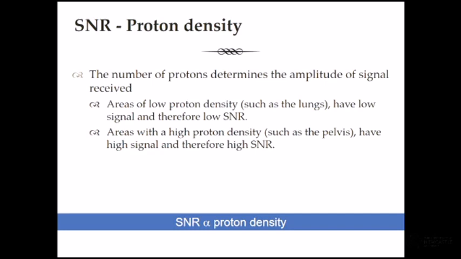So signal to noise ratio is just proportional to the proton density of the tissue under investigation. If we're looking at lung parenchyma, because there's a lot of air-filled spaces, the signal to noise ratio is pretty low.